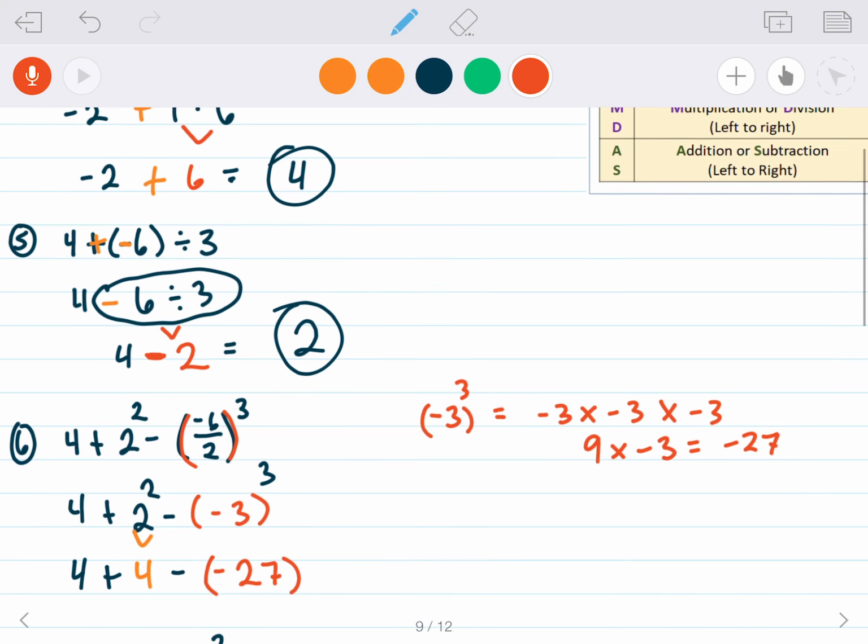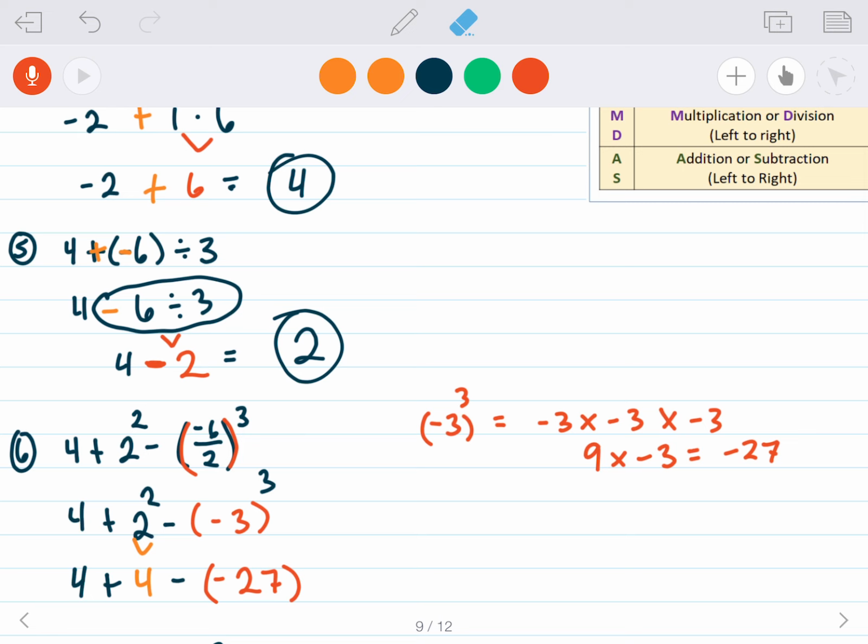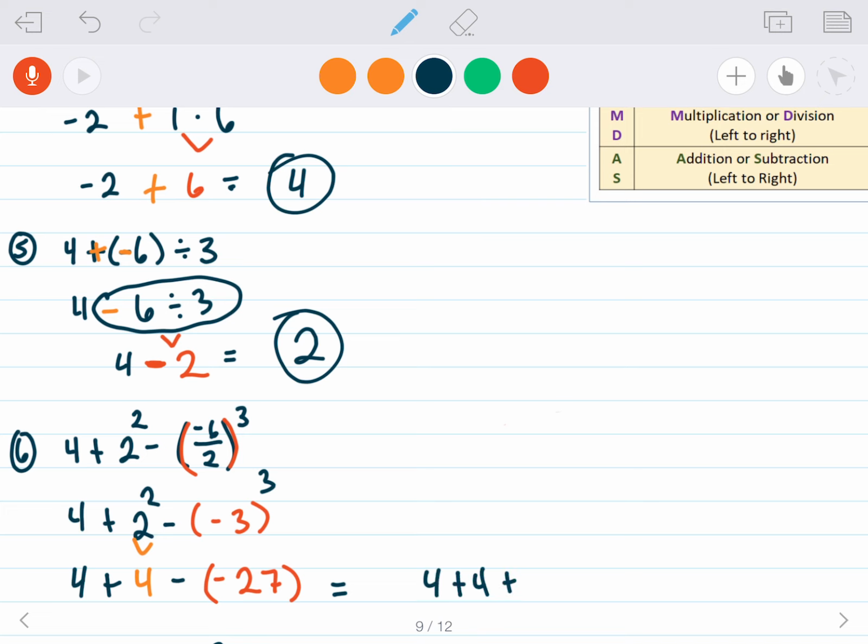Now, since I don't have an exponent anymore, I can make these double negatives become a positive. So let's go ahead and do that. So this becomes 4 plus 4. The double negatives make a positive 27, and I can just add left to right. So 4 plus 4 is 8. 8 plus 27 is 35. So that's our answer, 35.